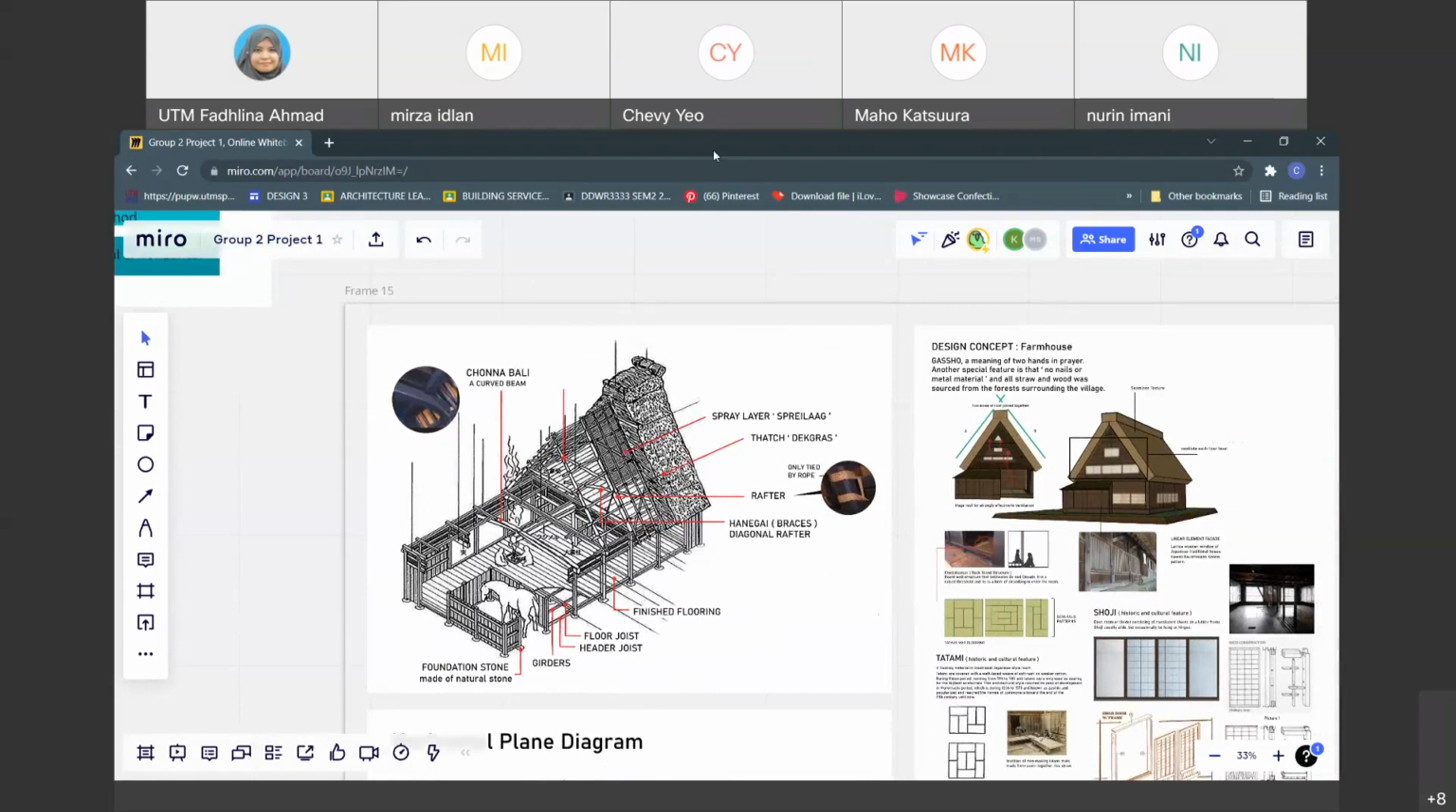I think the part of the roof. The roof has a spray layer. That is the first layer to construct the roof. Thereafter, is there any renovation done? No, I think this is the traditional method. Okay. So you can see the Kona Bali is the iconic theme in this house.